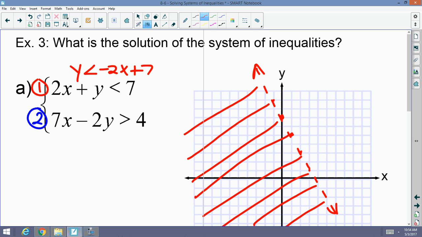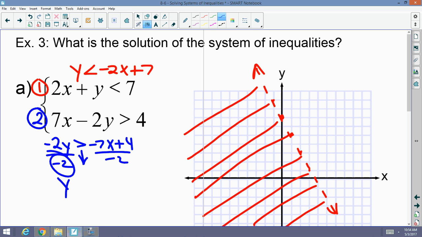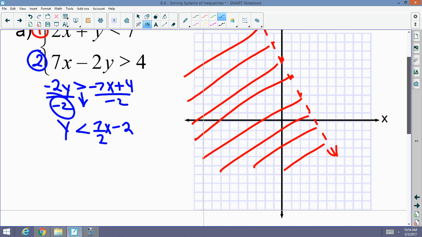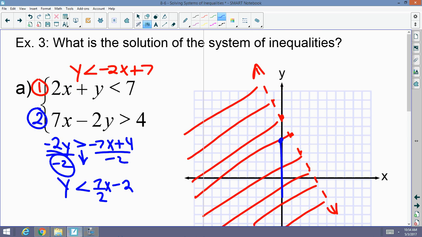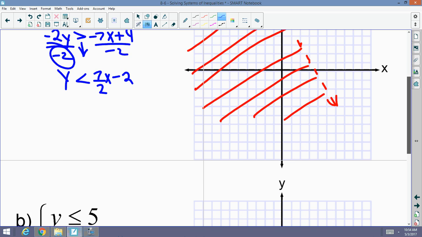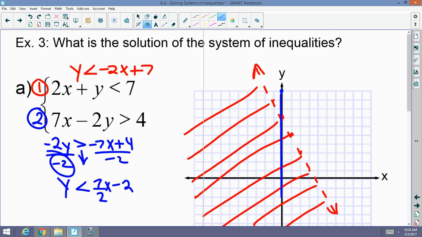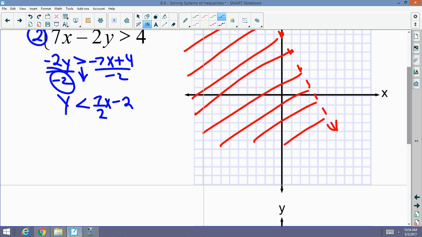Blue. We got negative 2y is greater than negative 7x plus 4. Divide by negative 2. What happens since I divided by a negative 2 to this guy? Darn right. Thank you very much. That becomes less than. That's going to be 7 halves x minus 2. What's my y-intercept, y'all? Negative 2. Very good.